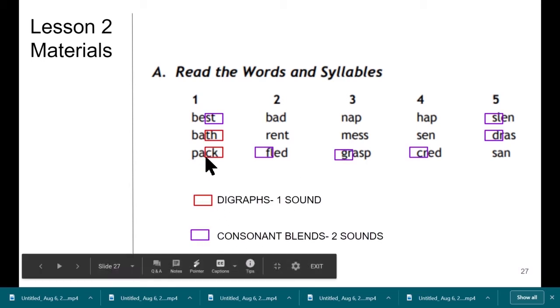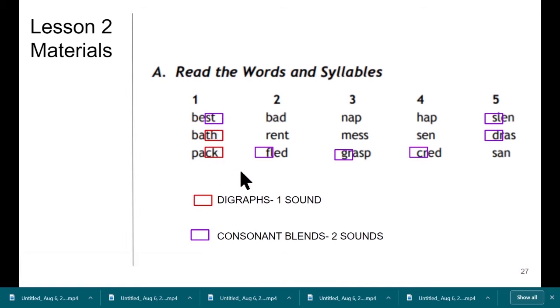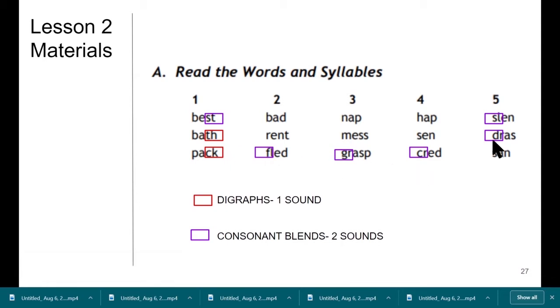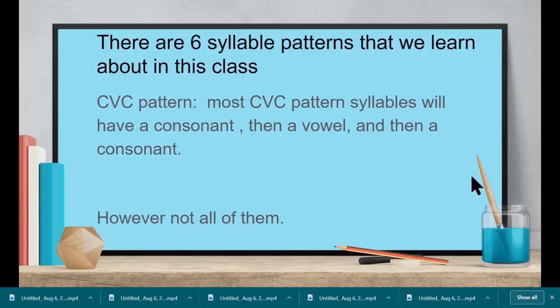Notice when you look at these words that although they are CVCs, they don't all have 3 letters. And many of them that have extra letters, those letters actually work together to make one sound. So we won't go too far into that, but these are some of the letter combinations that we want to start paying attention to.